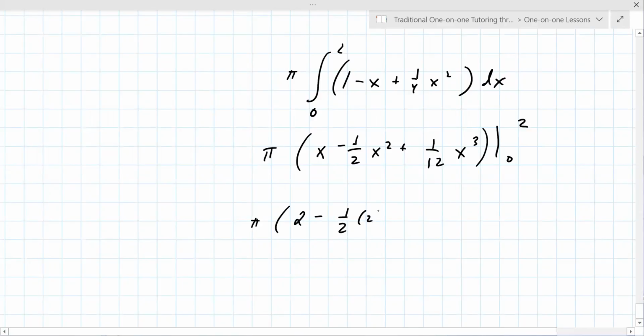2 minus 1/2, 2 squared, plus 1 over 12, 2 cubed. So what is that? 2. So those are going to cancel. 2 cubed is 8. 8 over 12 is 2/3. So it looks like it's 2/3 pi for your answer on that one.